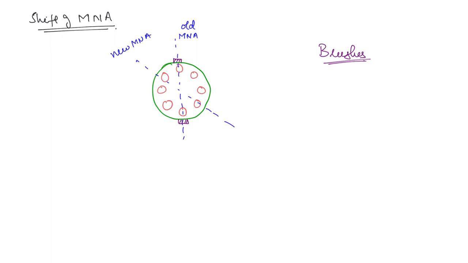Now when you keep the brushes here, there will be no induced EMF in these conductors because they are lying in the magnetic neutral axis, so there will be no induced EMF. That's why we keep the brushes here. What is now happening with the shift? Now these are the conductors which are having zero induced EMF. The rotor is rotating. Whenever the conductor reaches this position, it is having induced EMF of 0.